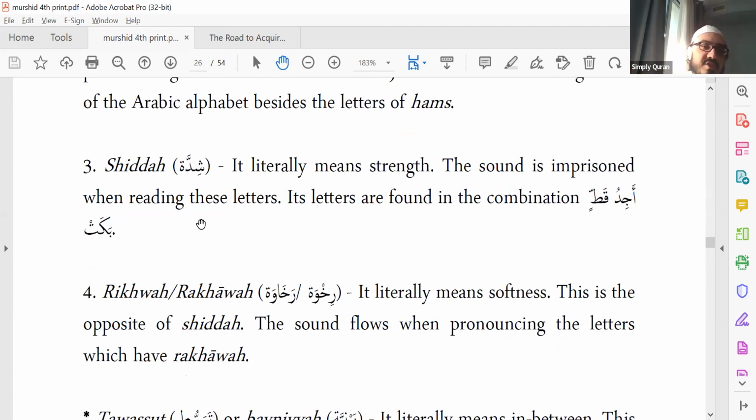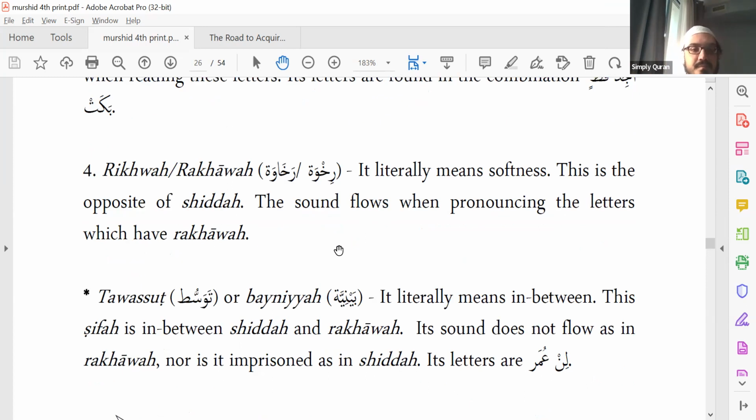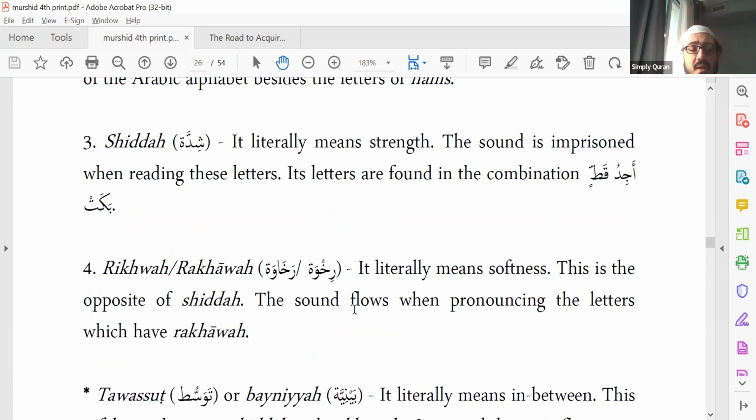Okay. Then the opposite of shidda is rikhwa or rakhawa. It literally means softness. So this is the opposite of shidda. The sound flows when pronouncing the letters which have rakhawa. So for example, the kha, right? Or the sheen, ash. You can hear the sound flowing. The fa, af, the breath and sound both flow. The ha, right? Now, keep in mind, not all letters are equal. Some letters are stronger, some letters are weaker.